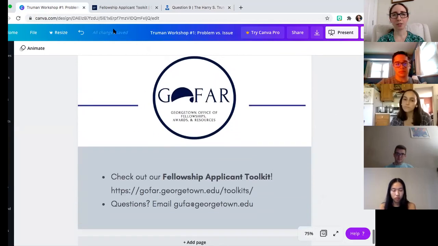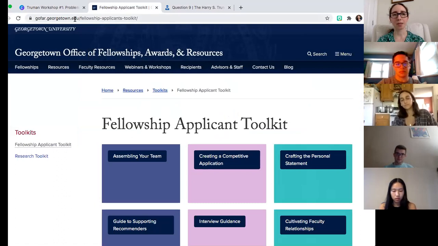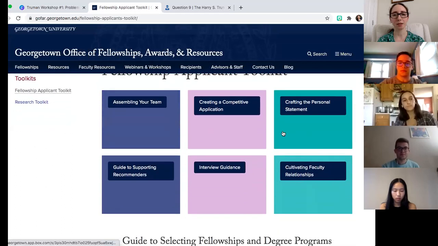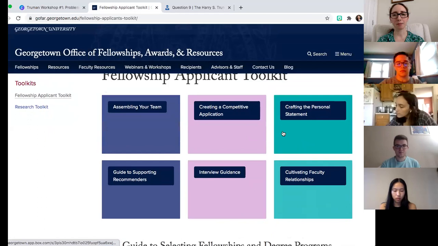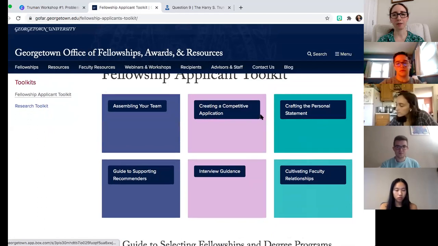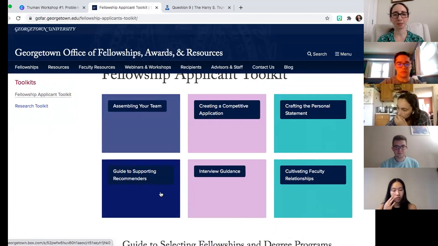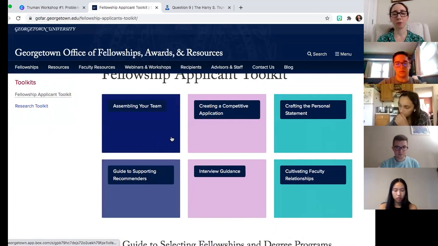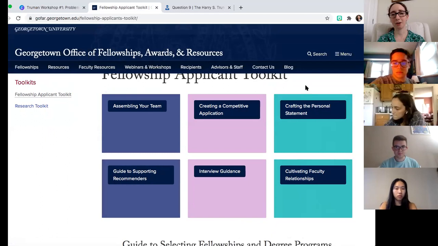I would also mention, and I think I showed this in the info session, that on our website, gofar.georgetown.edu, we have a fellowship applicant toolkit that provides some additional support in terms of how you actually craft it. Truman doesn't really have a standard personal statement, but some of these might be helpful. Definitely the guide to supporting recommenders, which I think I linked to in our last email, and assembling your team: who do you turn to for what? I think sometimes there's a fear of asking for help when you are preparing an application like this. But keep in mind that you have different individuals in your corner who want to support you.